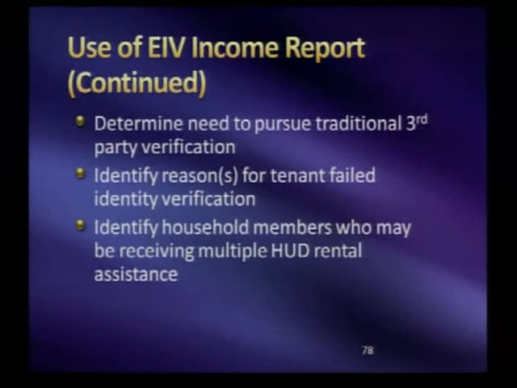But one of the other things that I like about the EIV report is that it's all-inclusive. It outlines for you failed identities, it identifies multiple subsidy. Everything is all in one report. So if you never look at any of the standalone reports, that would be fine because all the information that you need for every household is on this all-inclusive report.